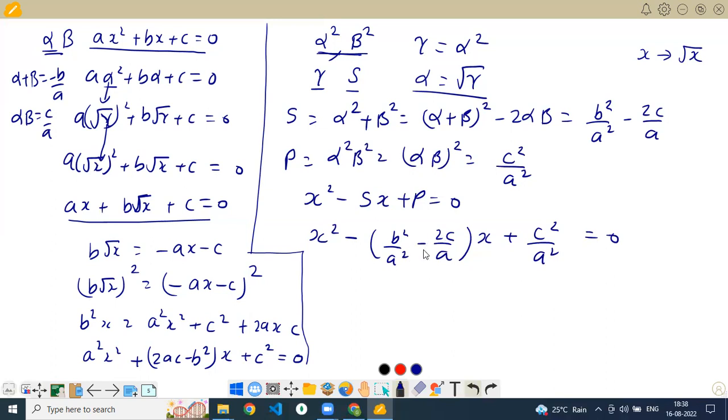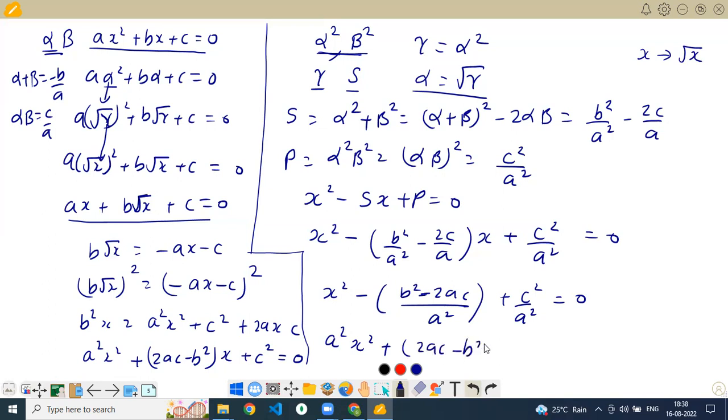You simplify this term internally. X square minus b square minus twice ac upon a square plus c square upon a square is equal to 0. And if I simplify this, I take the minus common from here, so then it will become a square x square plus 2ac minus b square x plus c square is equal to 0. If you see here, yes, this equation is same as this equation.